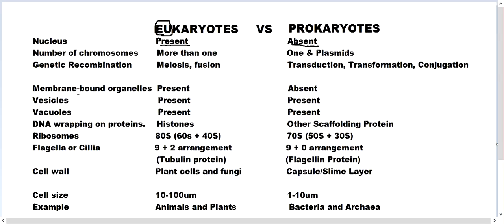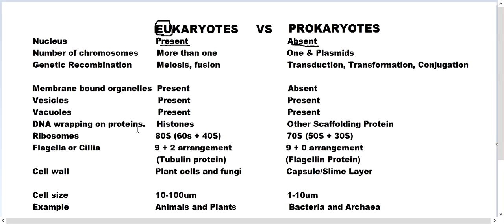But there are some exceptions such as vesicles and vacuoles, which are present in both. If you consider vesicles and vacuoles to be organelles, and they are obviously membrane bound, they are present in prokaryotes and eukaryotes also.